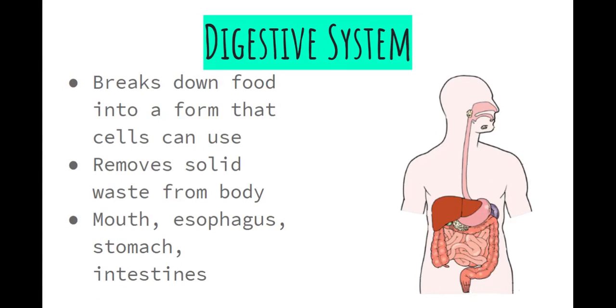So next, digestive system. Write this down. So it breaks down food into a form that cells can use, and it removes solid waste from your body. You know that. Some organs are your mouth, your esophagus, your stomach, and your intestines.